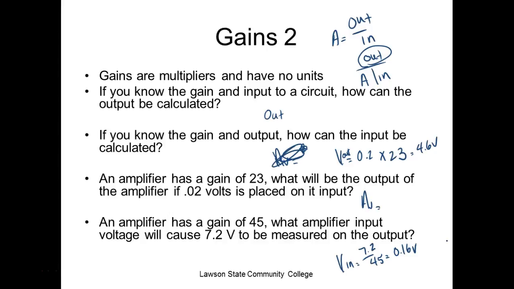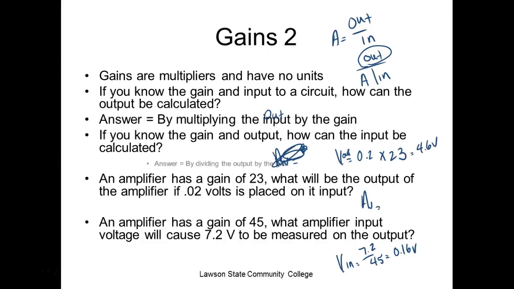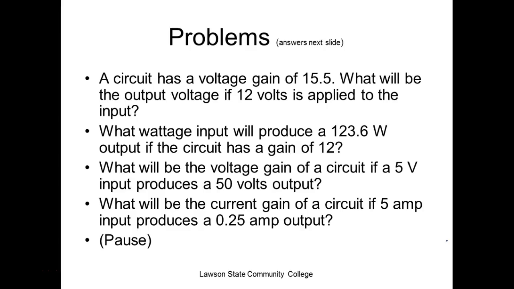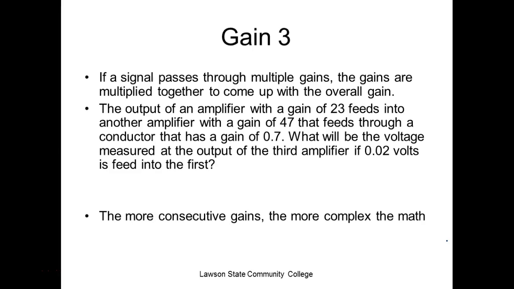Are we okay? So all your gains are always what? Out over in. Power gain would be P out over P in. Current gain would be I out over I in, right? Voltage gain would be V out over V in. So there's gains. If a signal passes through multiple gains, the gains are multiplied together.